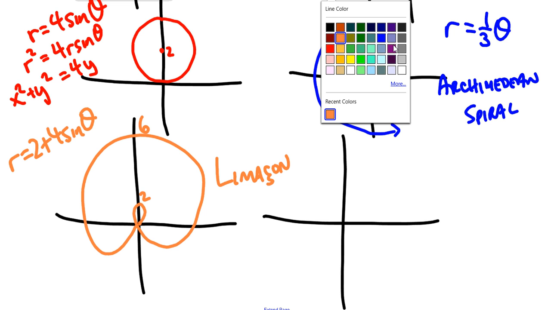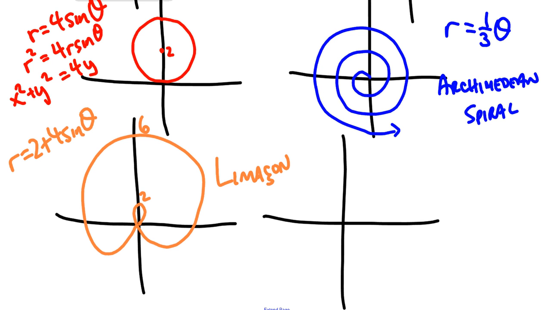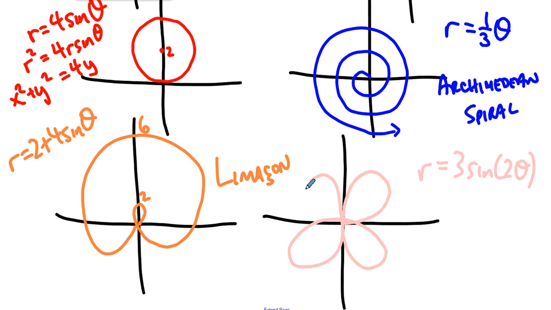And when we graph things like, oh, let's go, that's a flower, we'll go pink. If you graph r equals 3 sine 2 theta, you get something that looks like this. It's called a rose curve. And the length of each petal is 3. It's this 3.